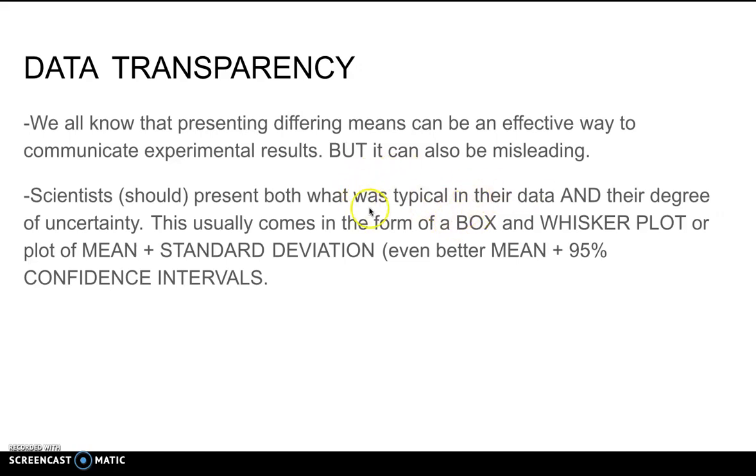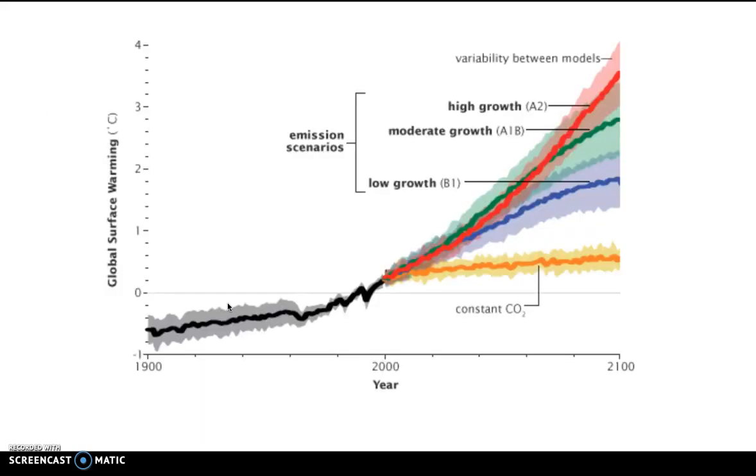So the mean is what's typical, and you could also use a median. But the degree of certainty is how variable your data was. So you can make something called a box and whisker plot, which is your homework tonight, or you could plot mean and standard deviation, or mean and 95% confidence intervals, and I'm about to show you mean plus standard error for error bars. You can make those in Excel or Numbers or Google Sheets, but I definitely want you guys to all be using Excel this year.